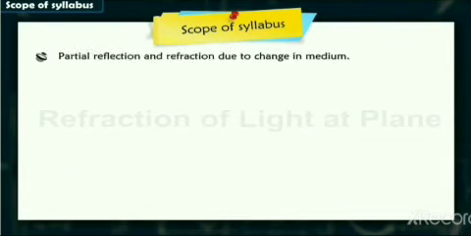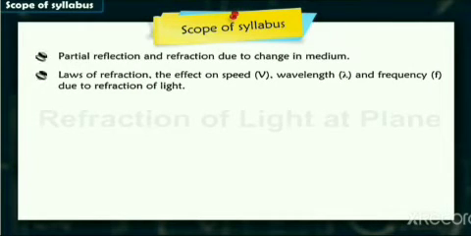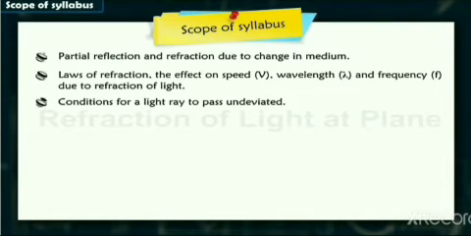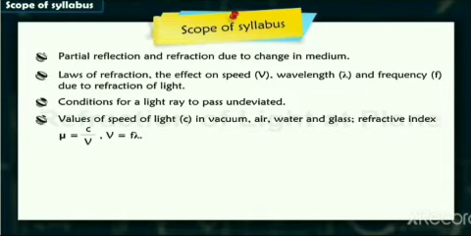Scope of syllabus. Partial reflection and refraction due to change in medium. Laws of refraction. The effect of speed v, wavelength lambda, and frequency f due to refraction of light. Conditions for a light ray to pass undeviated. Values of speed of light c in vacuum, air, water, and glass.